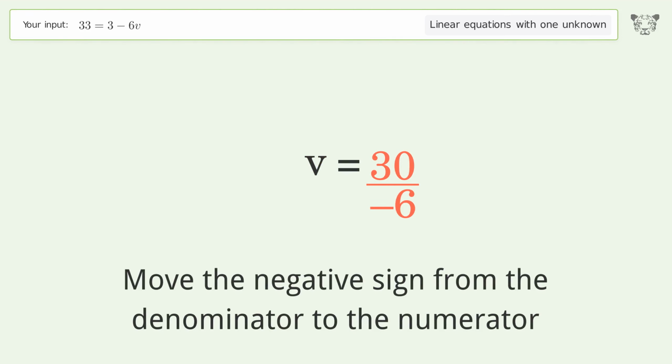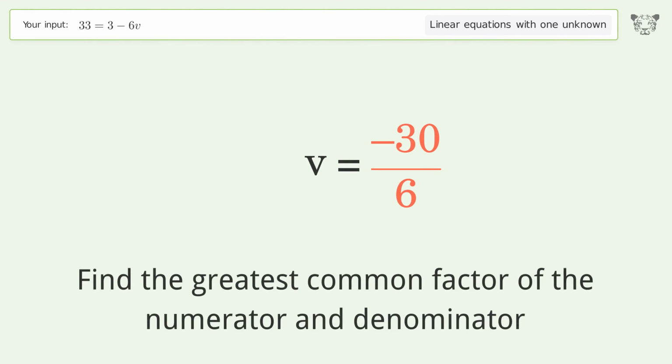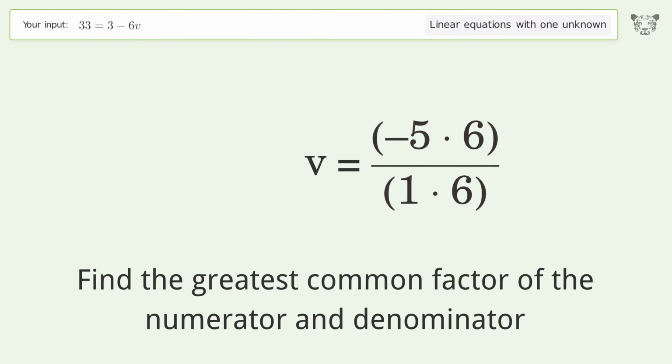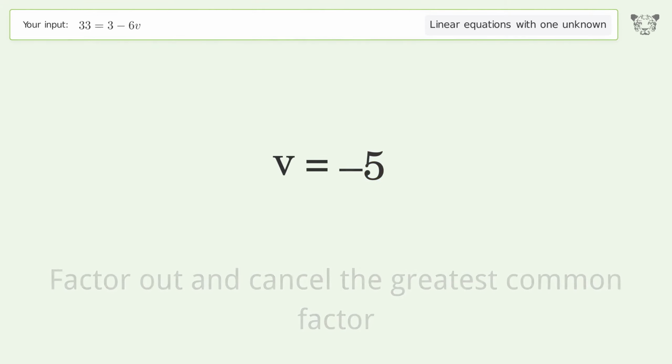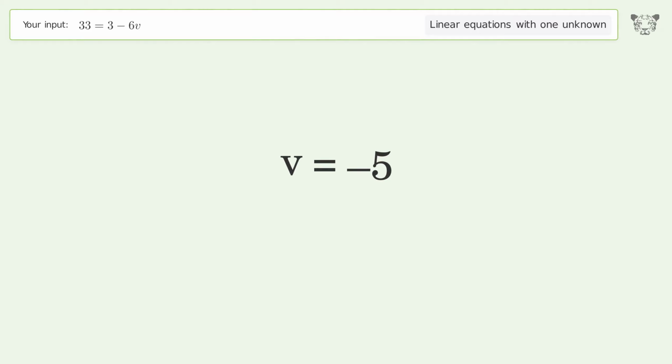Move the negative sign from the denominator to the numerator. Find the greatest common factor of the numerator and denominator. Factor out and cancel the greatest common factor. And so the final result is v equals -5.